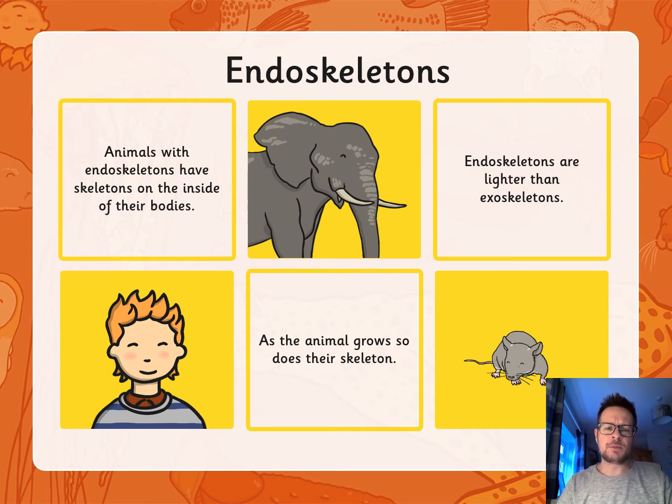Endoskeletons. Animals with endoskeletons have skeletons on the inside of their body. Yay! Endoskeletons are lighter than exoskeletons. I did not know that. And as the animal grows, so does their skeleton.